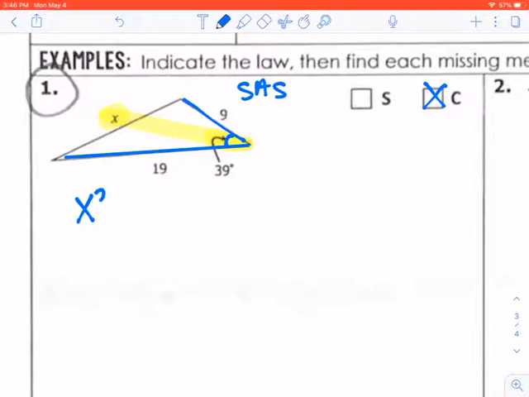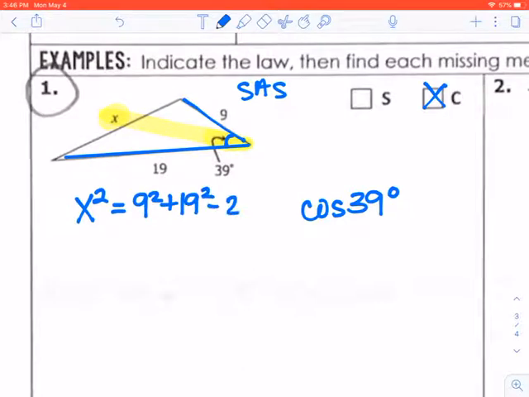I'll start with x squared. And then it needs to equal the middle pieces times the cosine of 39 degrees. What you're looking for goes on the outside. The rest, the 9 and the 19, go in the middle. 9 squared plus 19 squared minus 2 times 9 times 19, and then that's times the cosine of 39.